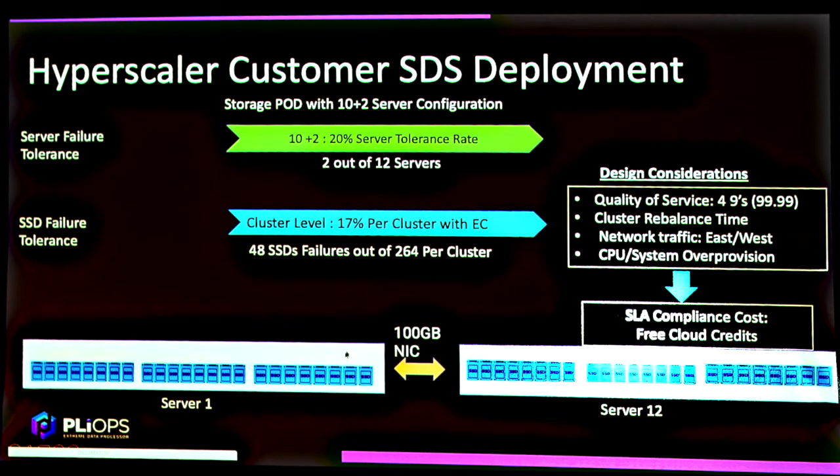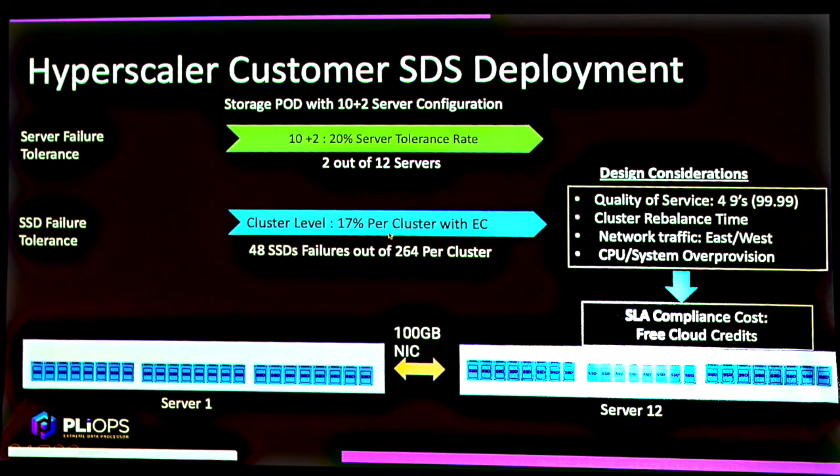But at the SSD level, each server had 24 SSDs, a total aggregation of 264. That means two servers, each with 24, so 48 SSDs, provide the resiliency for the 264. If you do this, it's 17%. So the server resiliency is around 20%, and the SSD resiliency is 17%.